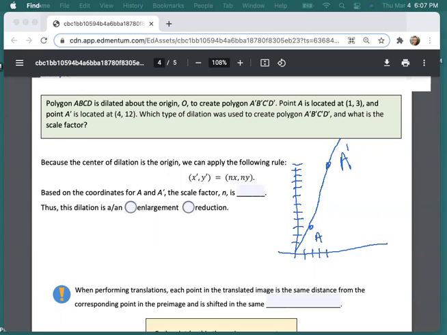So how much bigger is it? It looks like we multiplied it by 4. So from 1 to 4 is times 4, and from 3 to 12 is times 4. So this is an enlargement, and the scale factor is 4, because all we did was multiply the original point by 4. So the point 1, 3 times 4 is now 4, 12.